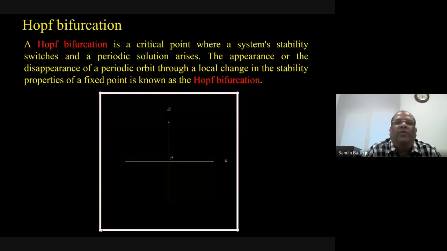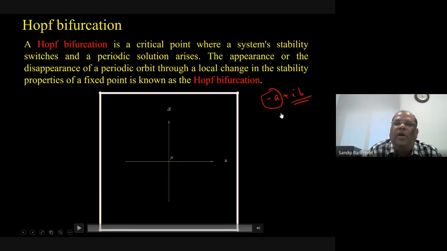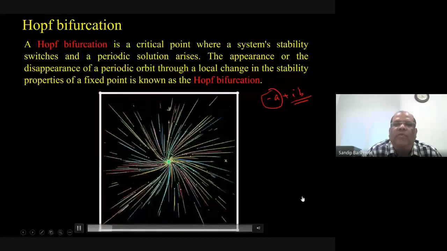So in a Hopf bifurcation, what happens is there's a stability switch and you get a periodic solution. So basically you will have a solution of the form A plus minus iB. Suppose this is minus, and the Hopf bifurcation will occur when this part becomes zero. You will be left with only the imaginary part. So suppose this is a stable focus. So from the stable focus, you will get a periodic solution when your value of the real part becomes zero. So this is what you are getting, a stable focus.